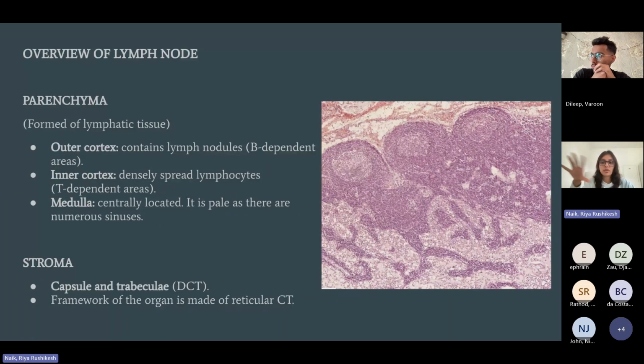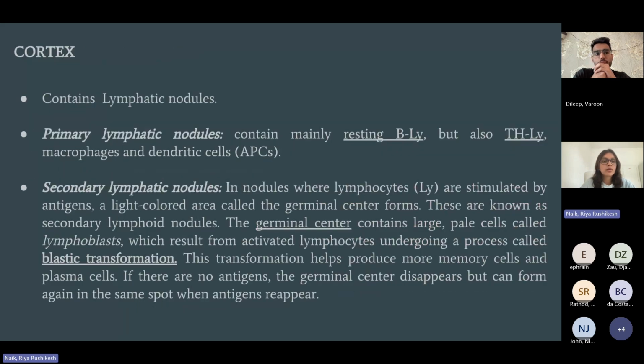So when we talk about the outer cortex, like I said earlier, it is the part of the lymph node which consists of these lymphatic nodules. There are two types of lymphatic nodules, primary and secondary. The primary lymphatic nodules mostly contain B lymphocytes, but they also have T lymphocytes and macrophages.